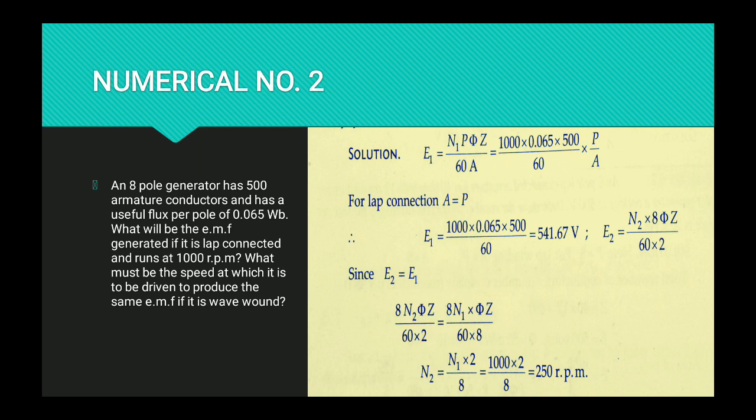So at first we have to find out the EMF, that is E1. So E1, that means the generated EMF, equals N1, that is the speed, 1000 rpm, P, number of poles, phi Z by 60 into A. Phi is the flux per pole, Z is the number of conductors, and A is the parallel path. So in case of lap winding, A equals P, so P by A equals 1.